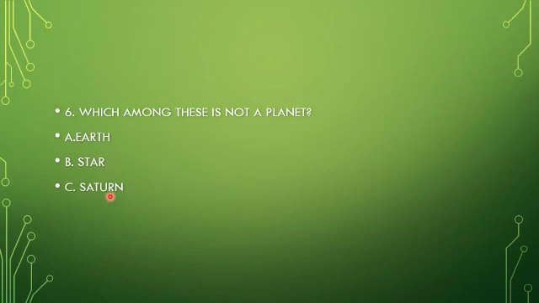Earth is a planet on which human beings dwell. Star, Saturn. Saturn is again a planet, but star is not a planet here. So the right option is star, which is not a planet, and Earth and Saturn are planets.